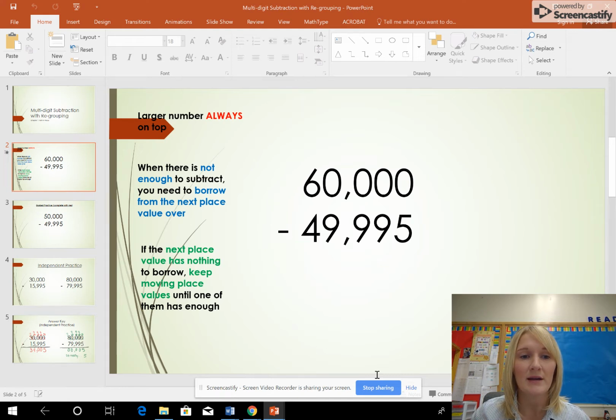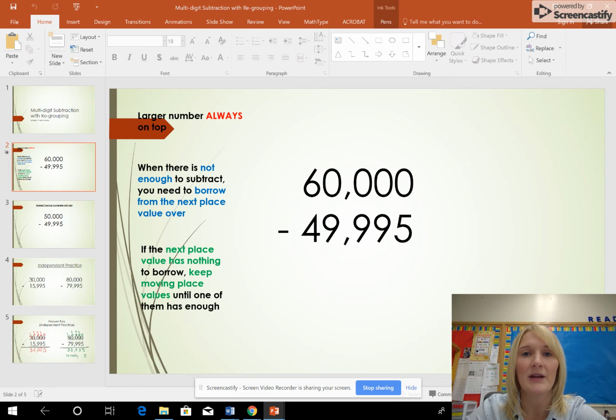When there is not enough to subtract, you need to borrow from the next place value over. So when we look at our ones, our tens, our hundreds, if we don't have enough to subtract on the top, we go over to the next place value to borrow. If the next place value has nothing to borrow, we keep moving place values until one of them does have enough. This is the place where I found that we got stuck. So we're going to go ahead and get started.